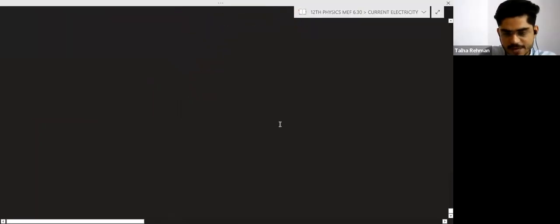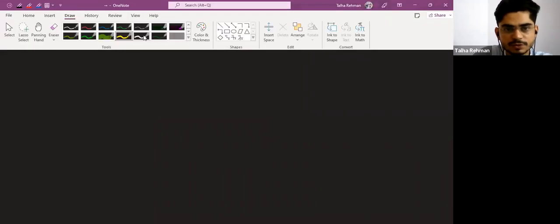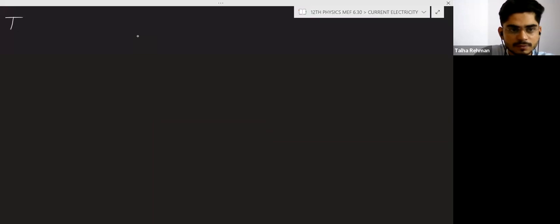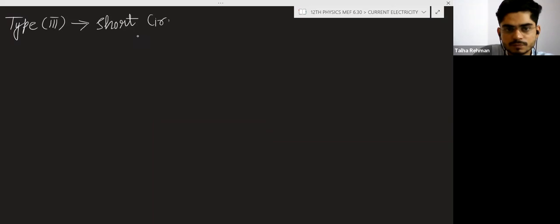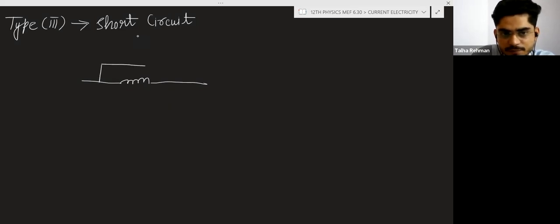Now we have a third type of question, and this is very easy. Short circuit. So what is the meaning of short circuit? Suppose you have a resistance like this. This is a wire, and on this wire a resistance is connected. So now what have you done? You have just connected another wire here.